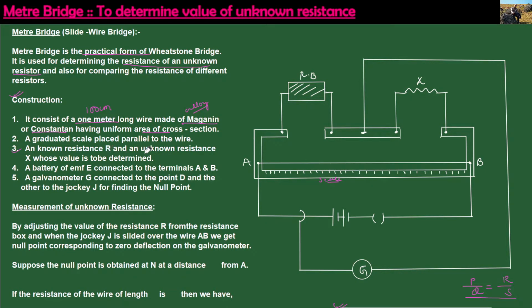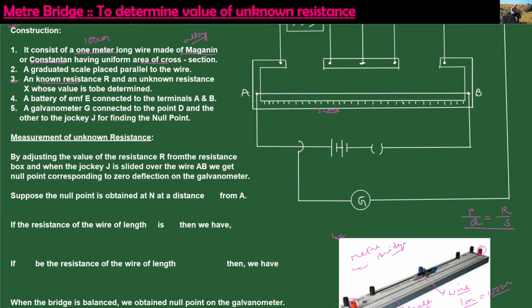Number 3, an unknown resistance R is connected, in the form of a resistance box. This resistance box is connected across these gaps. When you look at this meter bridge, we have the first gap and the second gap. Across one gap we can connect a resistance box, and across the other gap we can connect an unknown resistance.